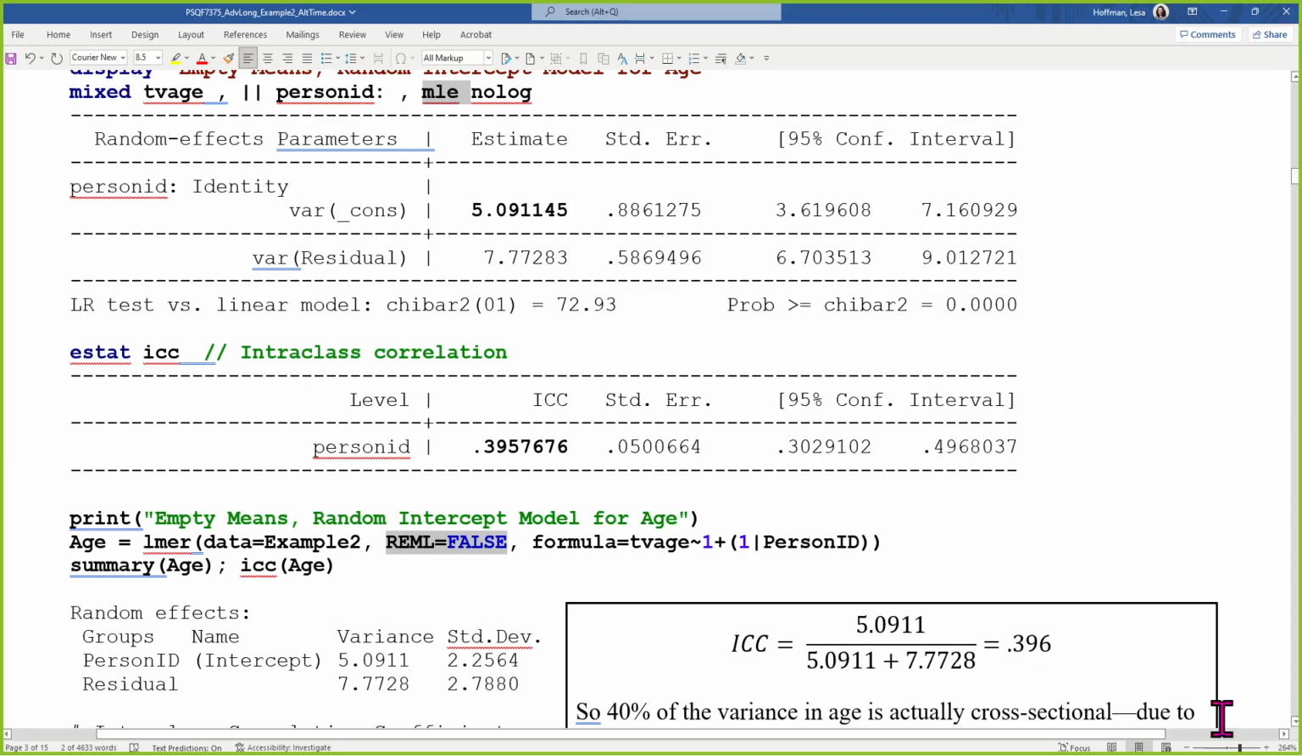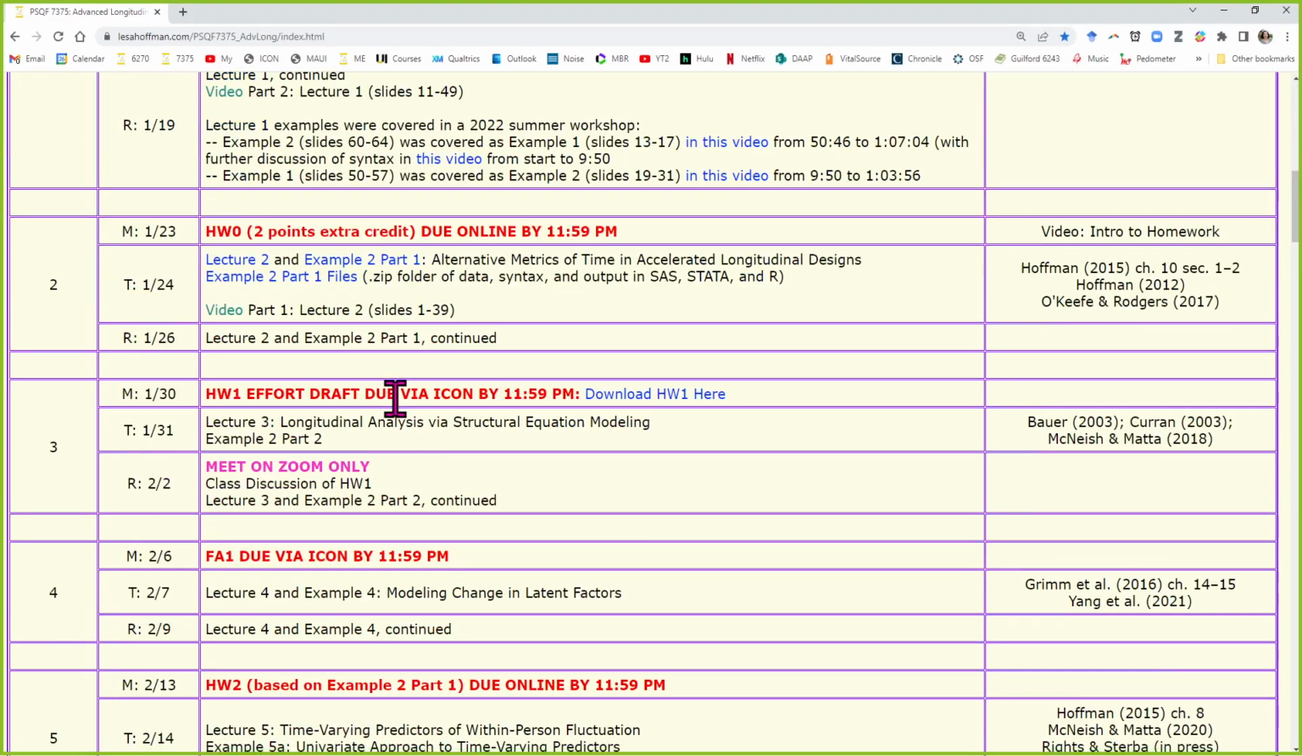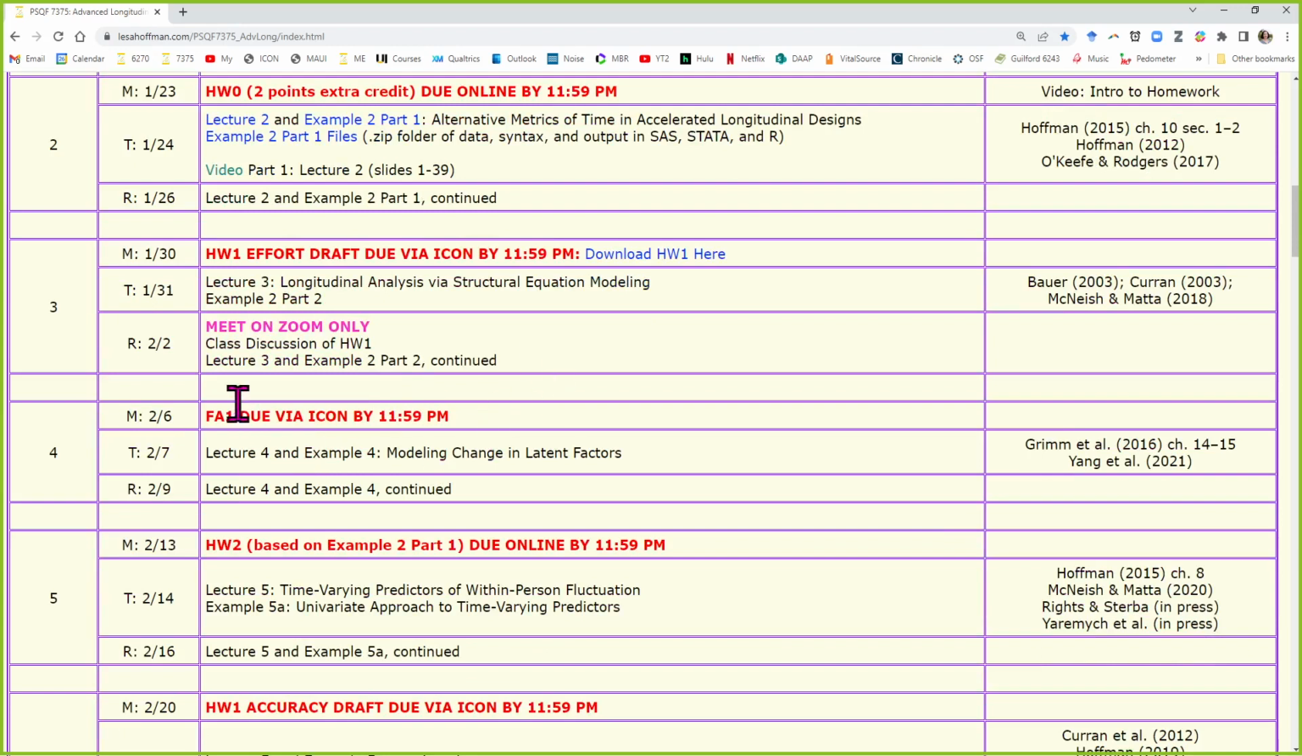That reminds me, actually, speaking of reviewing some basic stuff like that you probably already know, and if you don't, then this is a great time to remind yourself. That reminds me, your homework 1 effort draft is due on Monday night, in which this is one of the questions, cough, cough.